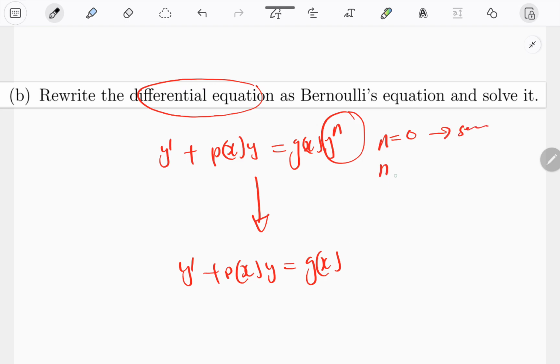But if n is not, maybe it's 1, 2, whatever number is not equal to 0, this thing becomes... if n is equal to 1, I forgot. Yes, if n is non-zero, it's going to be your whatever Bernoulli that we're discussing, right?